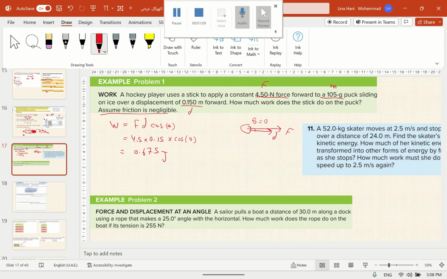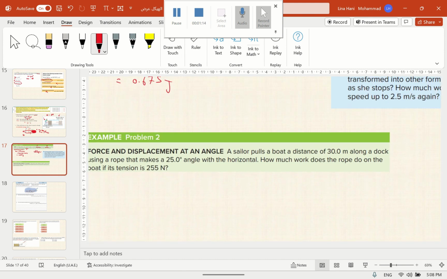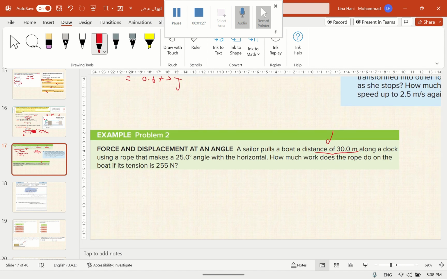0.675 joules. Example problem 2. A sailor pulls a boat a distance of 30 meters. So this is the distance or displacement along the dock using a rope. So this sailor pulls the boat using a rope.